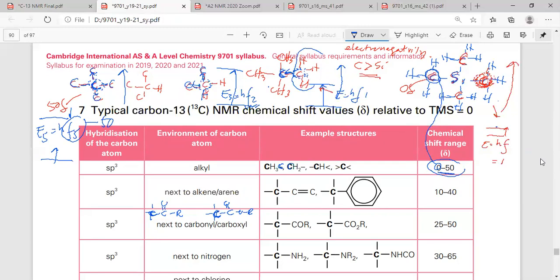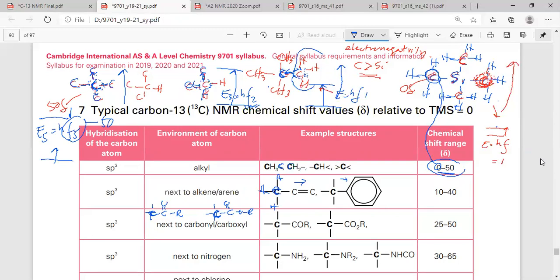Okay. So in this case, the C here, the H here, H here, this went to a double bond, which means this also withdraws electrons. That means they will cause the carbon here, the hydrogen carbon here, to have 10 to 40.